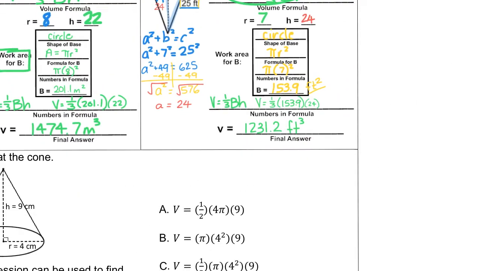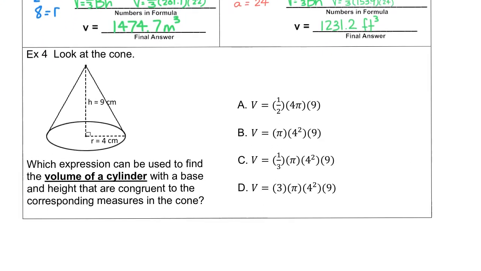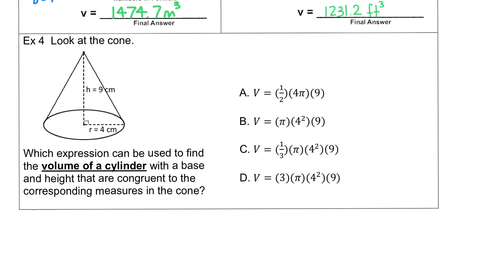Let's go down to example number 4. This is a star type question, if ever I saw one. It says, look at the cone. And yes, that is a cone. Then it asks you the question, what expression can be used to find the volume of a cylinder with the base and the height that are congruent to the corresponding measures in the cone?